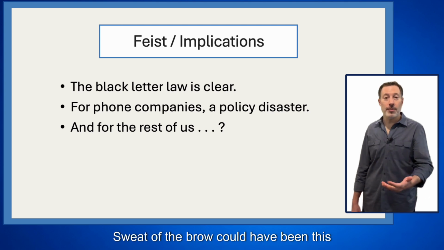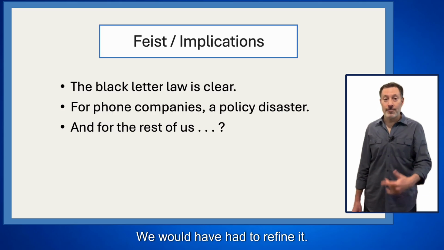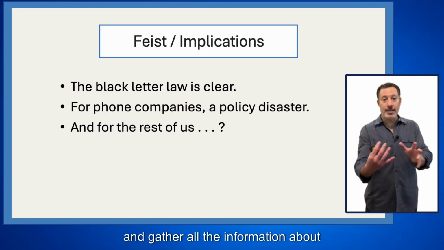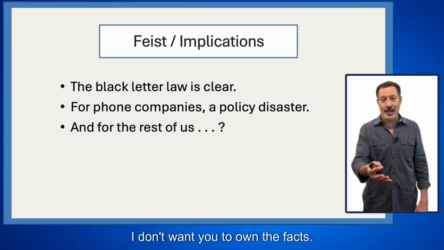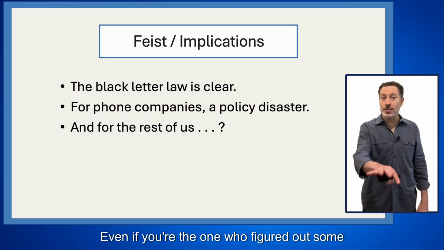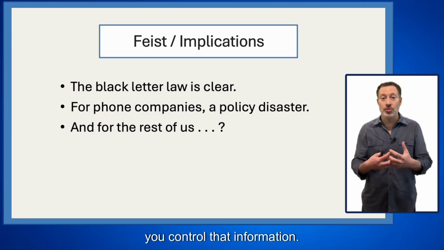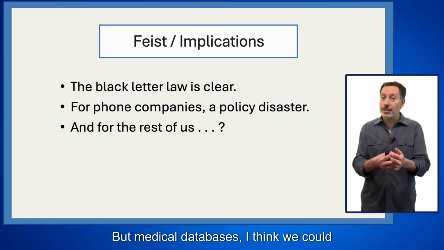Sweat of the brow could have been this amazing theory of copyright. We would have had to refine it. For instance, if you write a book about Harry S. Truman and gather all the information about his life and publish the book, I don't want you to own the facts. Even if you're the one who figured out some facts about his life, I get it. I don't want sweat of the brow to mean that you control that information. But medical databases, I think we could distinguish.